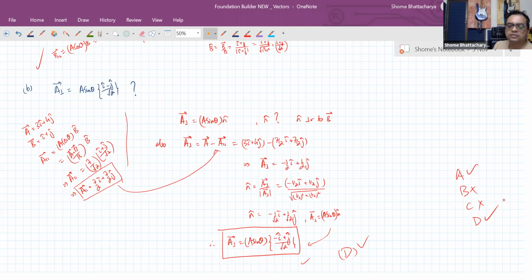So hope this is clear, Rishi. Aditi, is the substitution clear now? Okay, which part? This perpendicular component part? Okay.